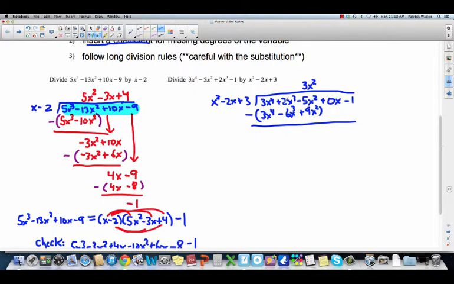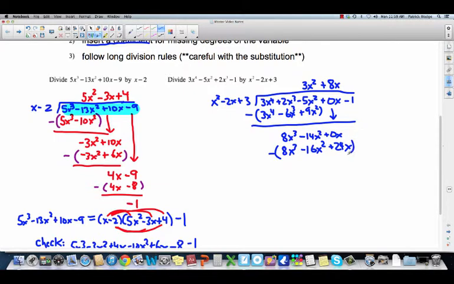So the first ones cancel. Negative negative becomes a positive, so we have 8x cubed. So negative 5x squared take away 9x squared is negative 14x squared, and then we bring down, yes, we bring down 0x. Okay, what do we have to multiply x squared by to get 8x cubed? You have to multiply it by 8x. 8x times x squared is 8x cubed. 8x times negative 2x is negative 16x squared. 8x times 3 is 24x.